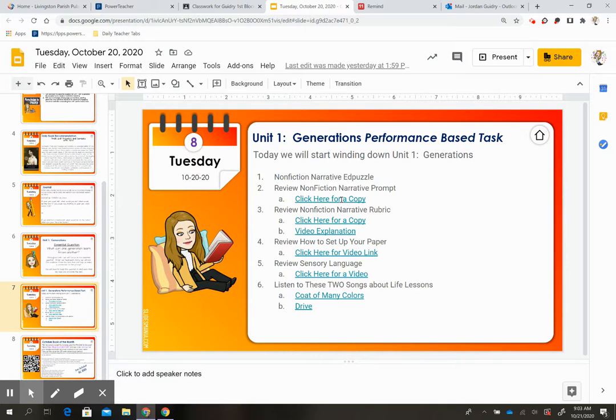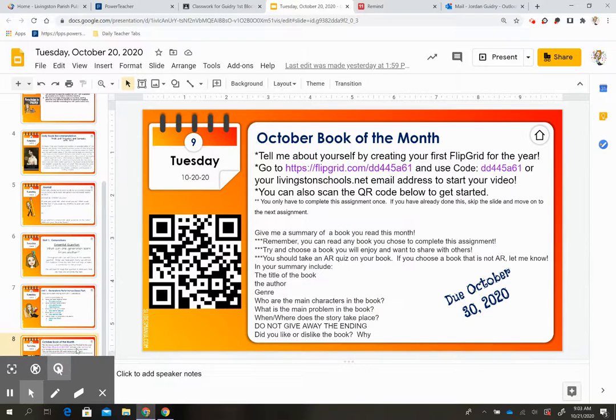So click here for a copy of your prompt, your rubric, a video explanation. Click here for the video link. Click here for a video on how to review sensory language, and then your 2 songs. So it's all the same things. And then here, again, we're going to have our book of the month.